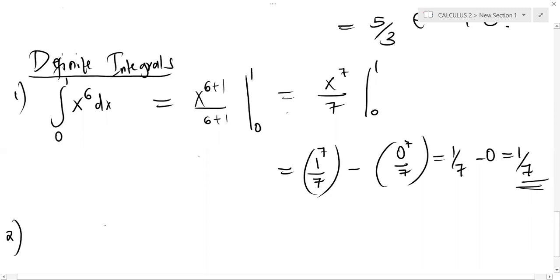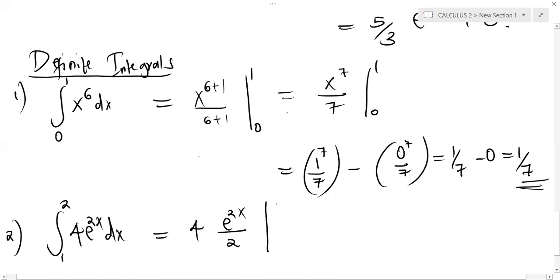Okay, let's take up another example. Let's say we are told to integrate from 1 to 2 4 exponential 2x dx. First of all, let's start by integrating 4 exponential 2x. That will give us 4 exponential 2x over 2, and the integral is from 1 to 2.